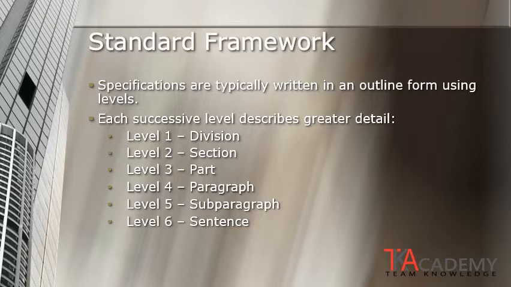So the first level, level 1, is division. Level 2 is section. Level 3 is referred to as a part. Level 4 is a paragraph. Level 5, subparagraph. And level 6 is a sentence.